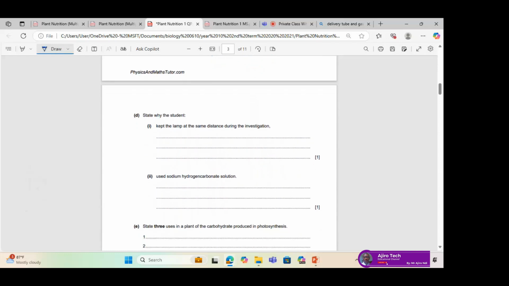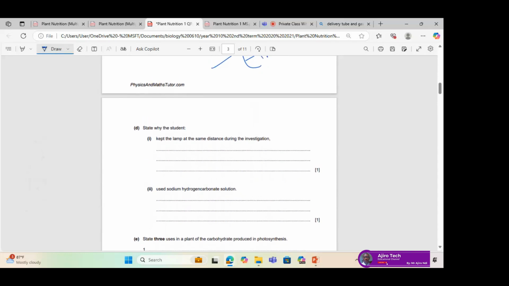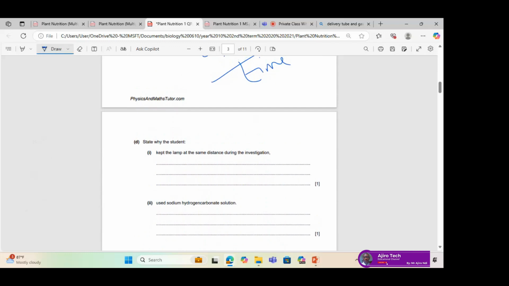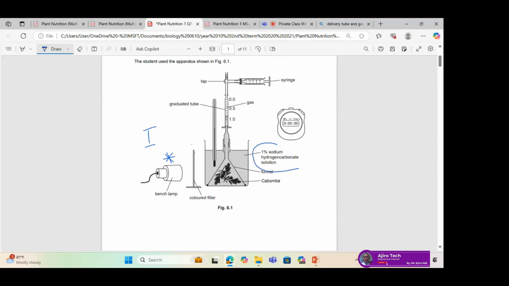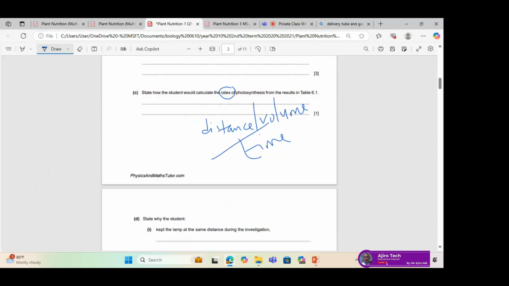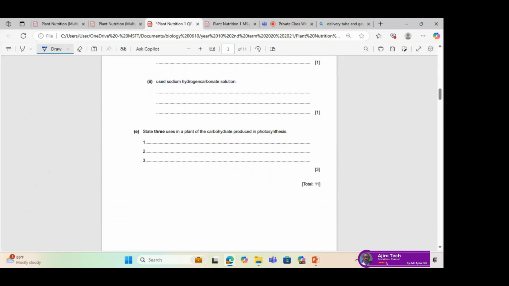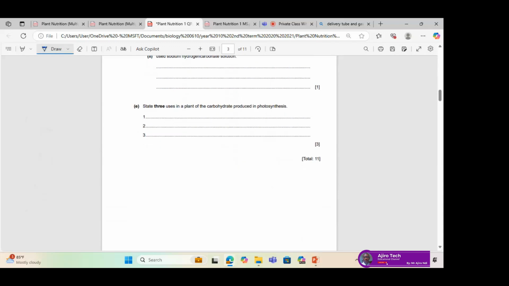They said, why did they use sodium hydrogen carbonate solution? I told you something about it. What did I say sodium hydrogen carbonate does? You add it to water, usually for water plants. What does it add to the water? Carbon dioxide. Thank you. It increases the amount of carbon dioxide available. So why do we need to add carbon dioxide? So that carbon dioxide is not a limiting factor. Do you get now? Yes, it could affect the rate of photosynthesis. All right, I got number 2A correct. Very good.